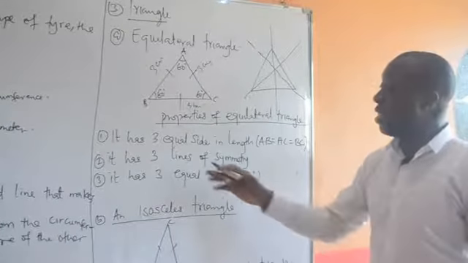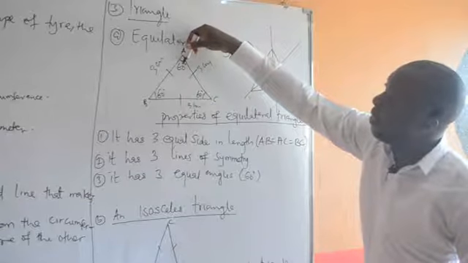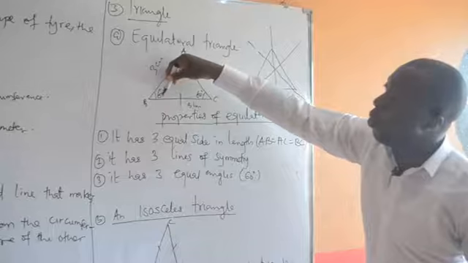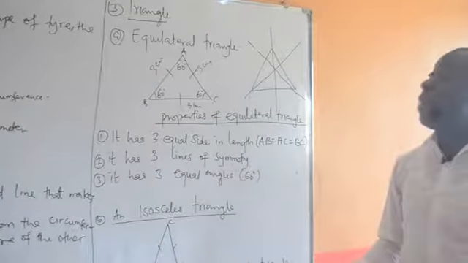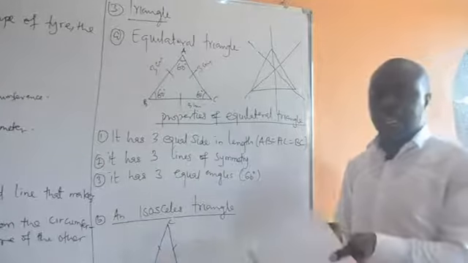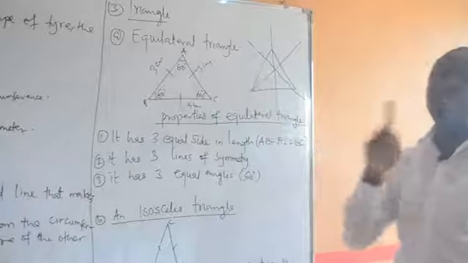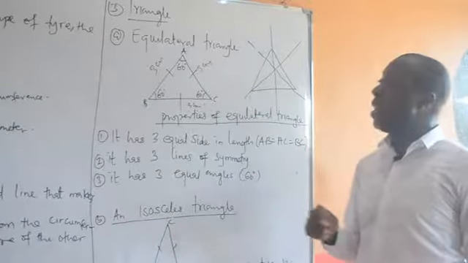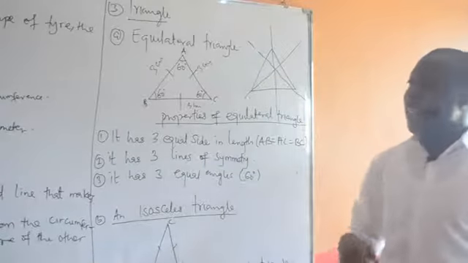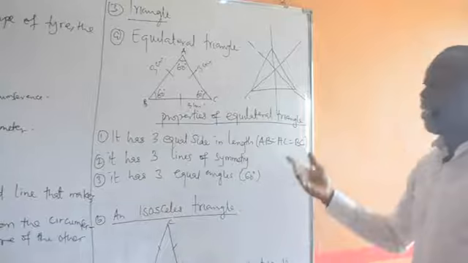It also has three equal angles. That is, the internal angle, if this angle is 60, this angle too will be 60, and this angle will also be 60. Remember, the sum of all the angles in a triangle will give us the sum of 180 degrees. So each angle is 60, 60, 60, giving us the sum of 180 degrees.